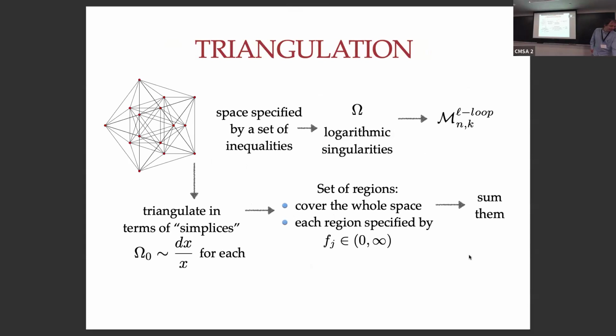Okay, so let me just outline: we have the definition of the space. We define this logarithmic form with logarithmic singularities. We can extract an amplitude from that. Now, the main technical challenge is to calculate the form. The definition we already have.